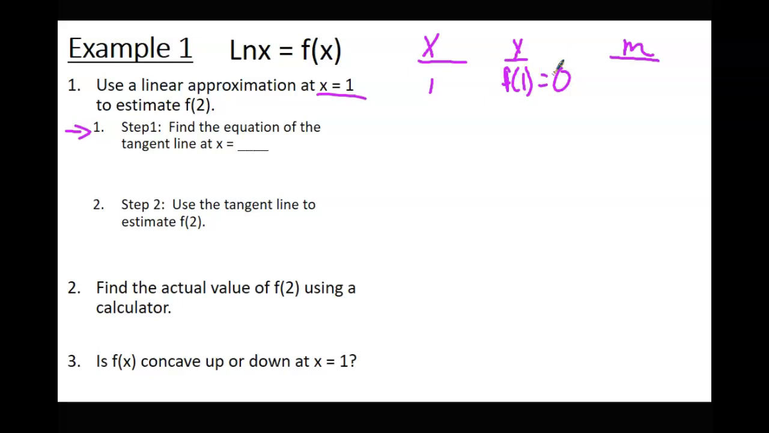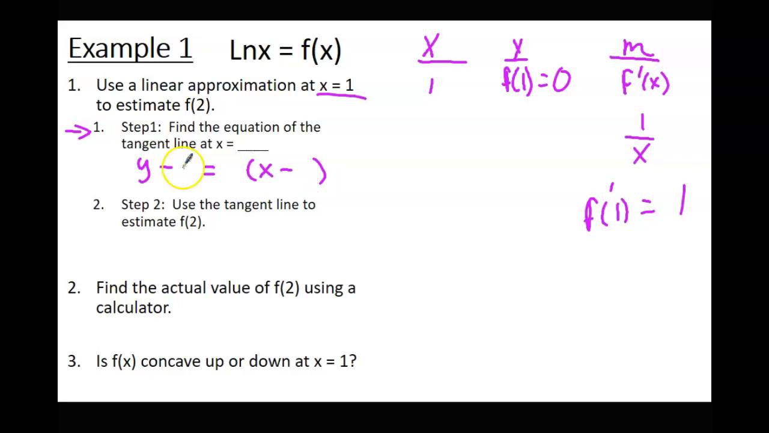Now, we need a slope. How do we find our slope at that point? Derivative. That's right. f prime of x, which is 1 over x. And so f prime of 1 is 1. So I've got a slope now, right? And then we write our equation. My equation of my tangent line is going to be y minus y1 equals m times x minus x1. What's my y value? What's my slope? And what's my x value? So my tangent line, if we simplify this, would just be y equals x minus 1.